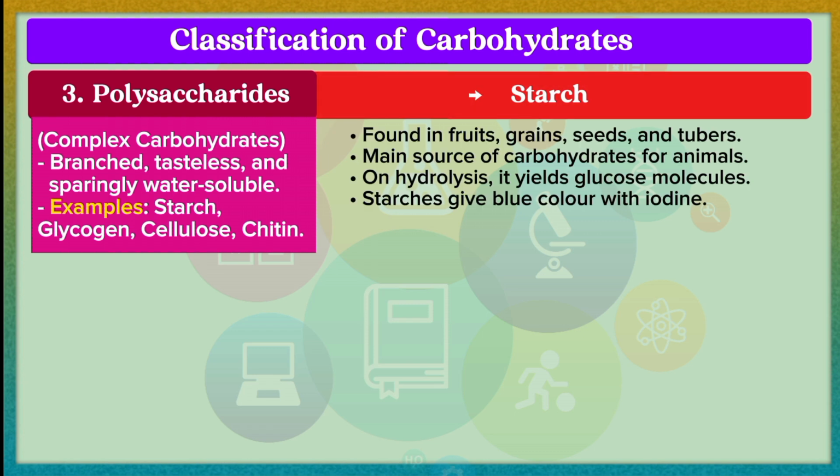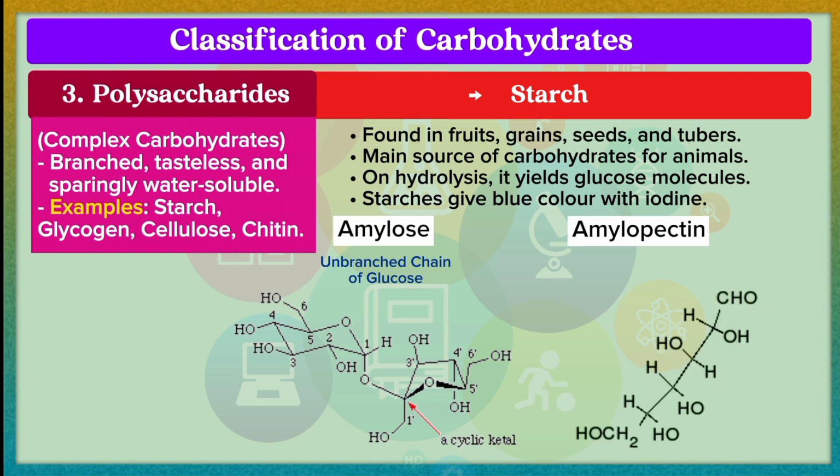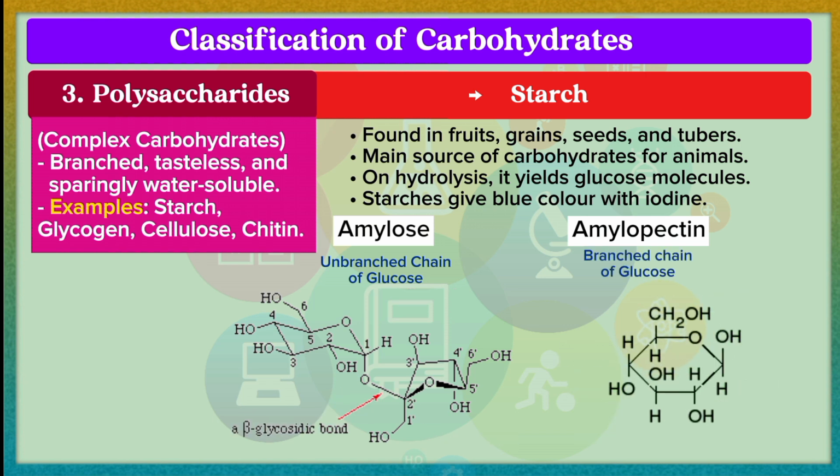Starch is found in fruits, grains, seeds, and tubers. It is the main source of carbohydrates for animals. On hydrolysis, it yields glucose molecules. Starches are of 2 types, amylose and amylopectin. Amylose starches have unbranched chains of glucose and are soluble in hot water. Amylopectin starches have branched chains and are insoluble in hot or cold water. Starches give blue color with iodine.